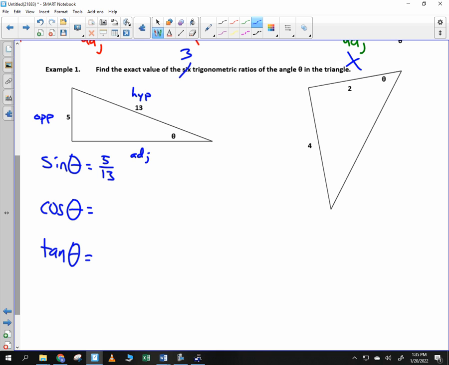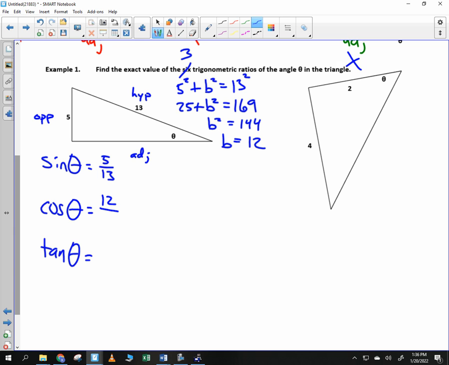In order to find cosine, I would need the adjacent over the hypotenuse. We don't have the adjacent. How could we ever figure out the adjacent? Yes. a squared plus b squared is c squared. So 5 squared plus b squared is 13 squared, or 25 plus b squared is 169. b squared is 144. So b is 12.